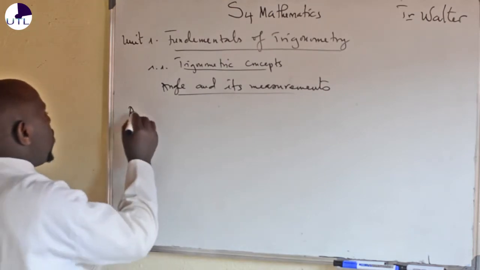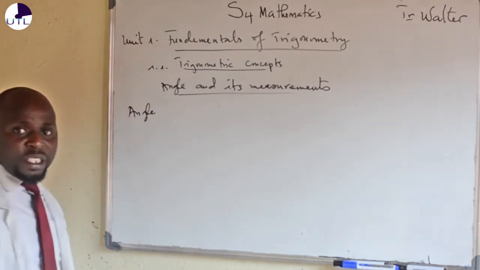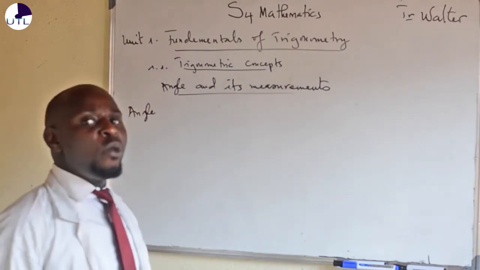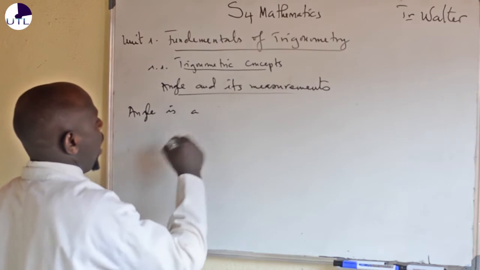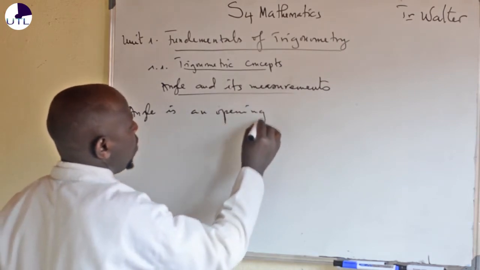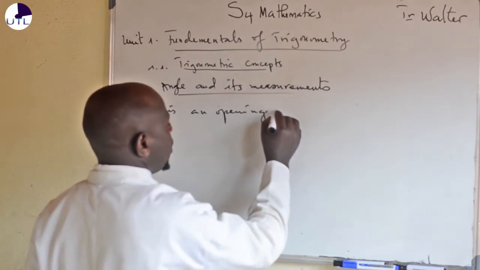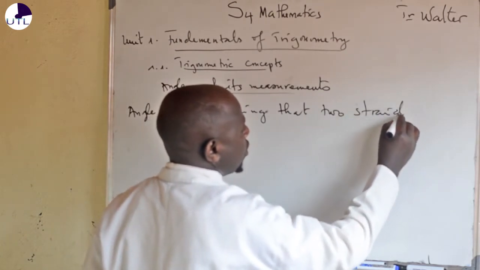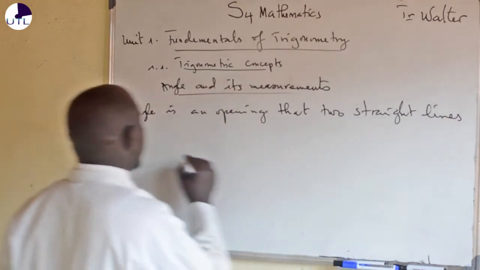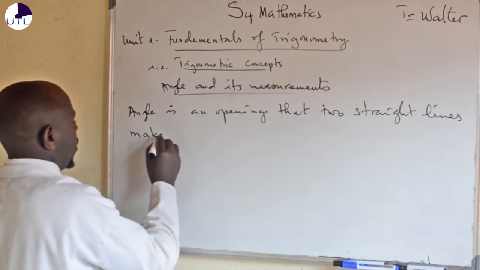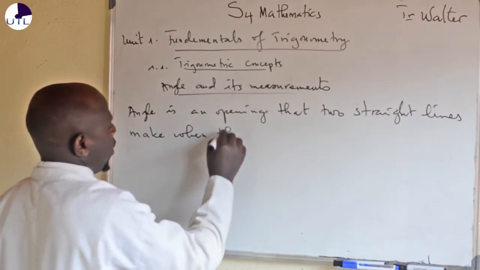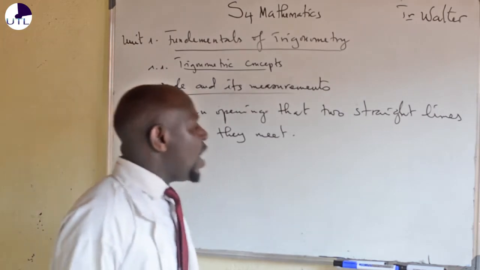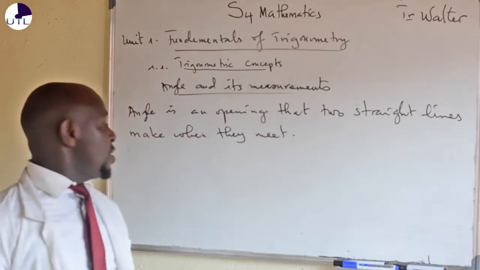When we talk about an angle, an angle is an opening that two straight lines form when they meet. So ladies and gentlemen, this is what we call an angle. An angle is an opening that two straight lines make when they meet.